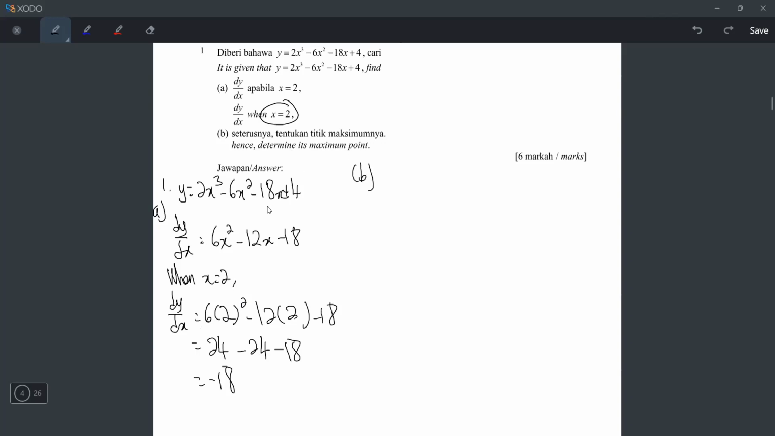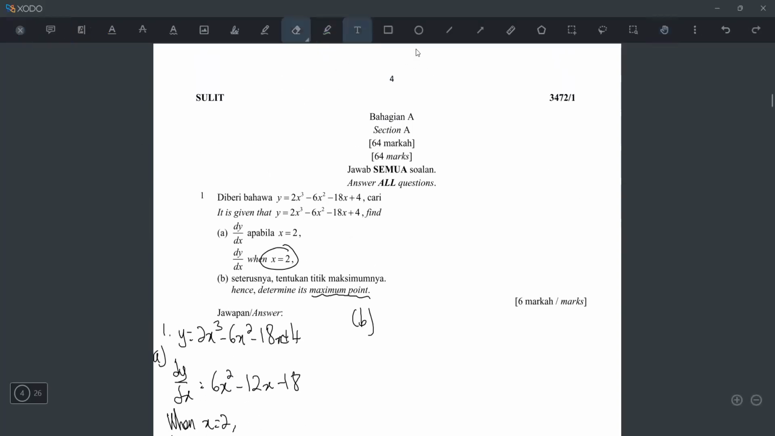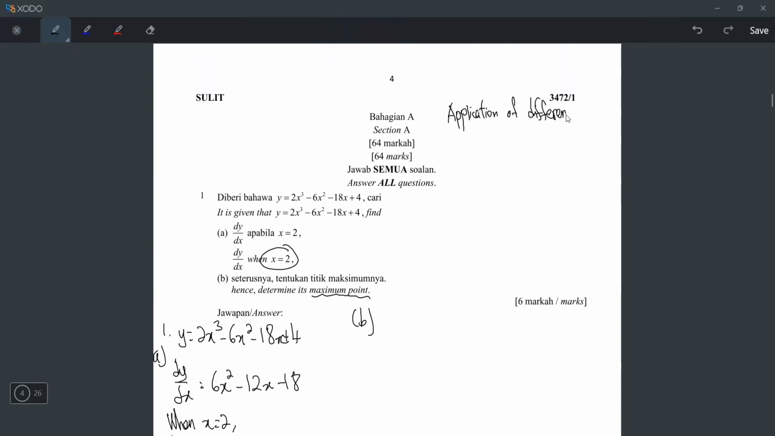Okay, let's go to B. Hence determine its maximum point. So it means they want to find turning point lah. So how to find turning point? Okay, let's talk about application for differentiation. The application of differentiation. And how many applications do you have?